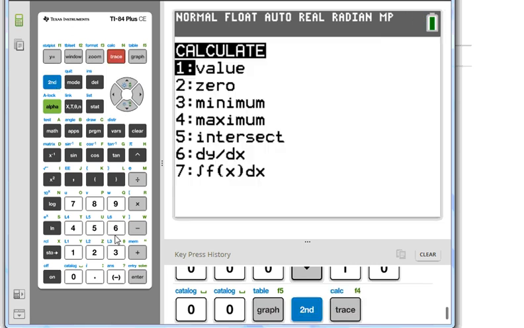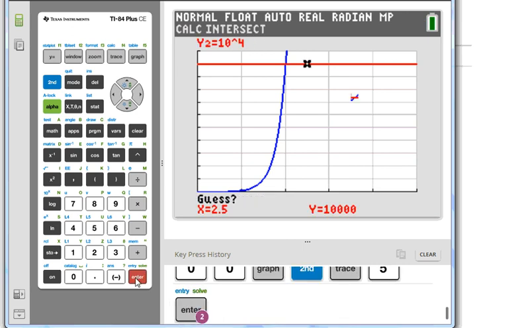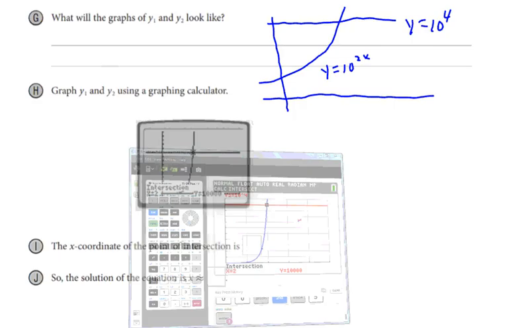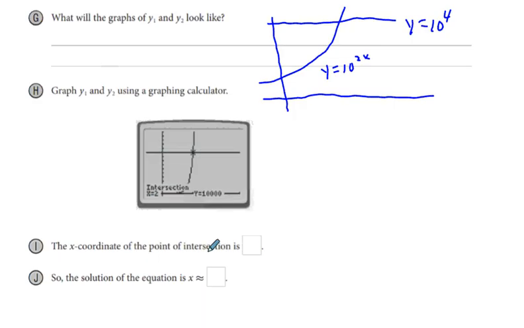Second, trace 5. Enter, enter, enter. So x equals 2. So the x coordinate is 2. So the solution to the equation is x is approximately equal, it's exactly equal to 2. Okay, so there are other ways to solve this graphically.